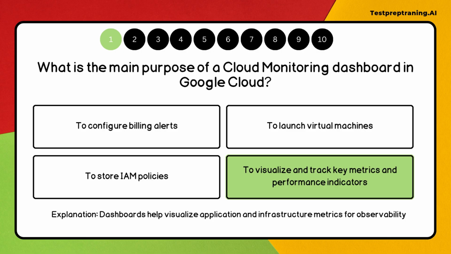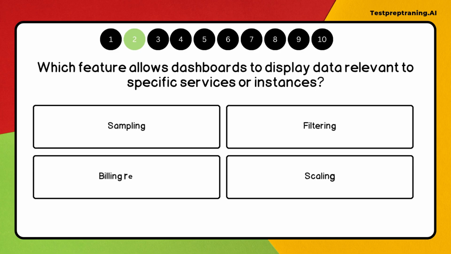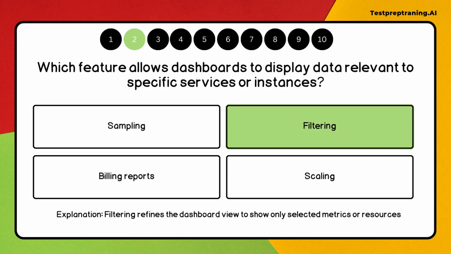for observability. Question 2. Which feature allows dashboards to display data relevant to specific services or instances? Correct answer is filtering, as filtering refines the dashboard view to show only selected metrics or resources.